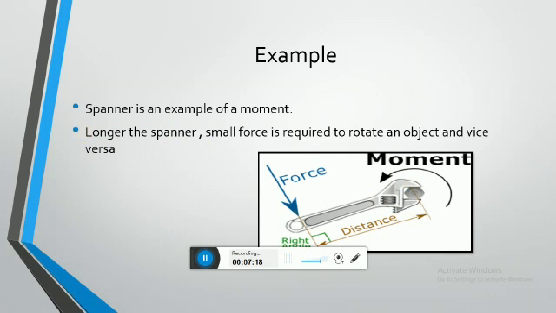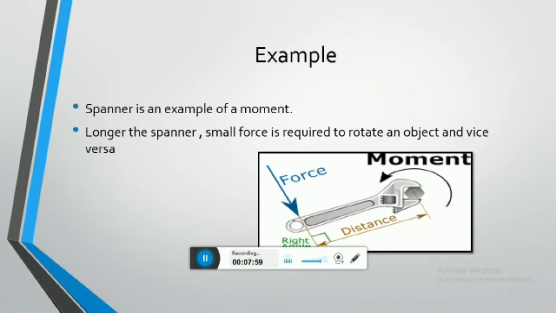Now if we take two different spanners, one longer in length and one shorter in length. In the case of the spanner having longer length, we need a small force. A small force is required to rotate that object, or this nut. In another case, if we use a short spanner, we need a large force.